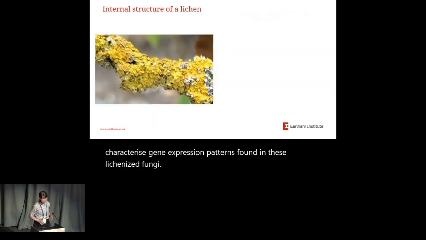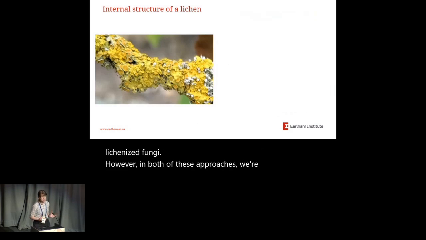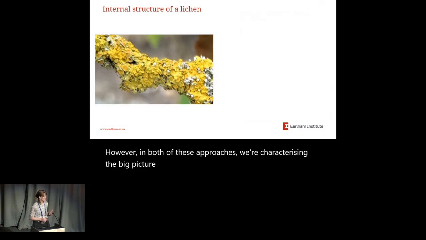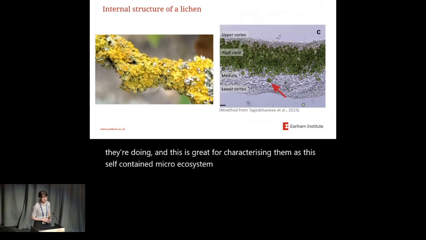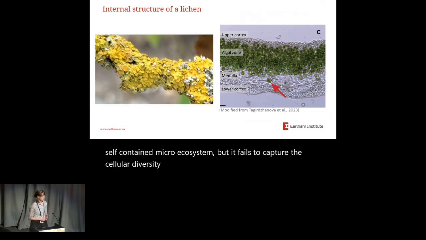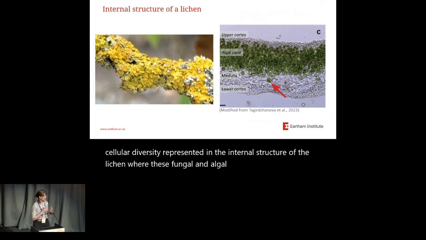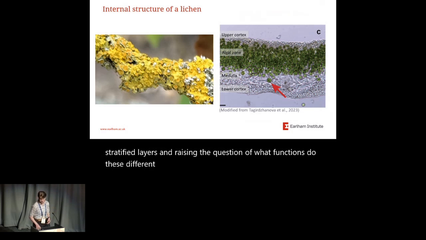However, in both of these approaches, we're characterizing the bigger picture, questions about who's there and what they're doing. This is great for characterizing them as a self-contained microecosystem, but it fails to capture the cellular diversity represented in the internal structure of the lichen, where these fungal and algal partners are organized in stratified layers, raising the question of what functions these different layers actually hold.